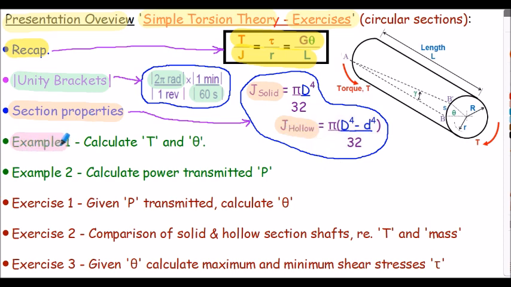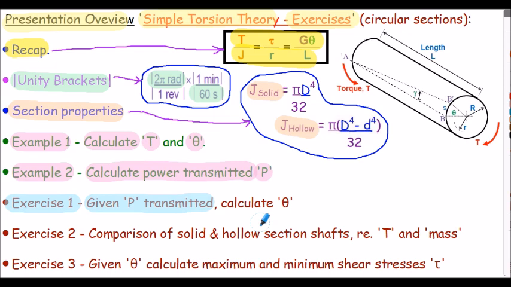Example 1 is included, in which we use simple torsion theory to calculate the applied torque T and the angle of twist theta. And example 2, where we have to calculate the power that can be transmitted, symbol P, for a given scenario. Exercise 1, for a given power P transmitted, we have to calculate the resulting angle of twist theta. Exercise 2, we undertake a comparison between a solid and a hollow circular section shaft. The comparison is in regards to the torque and the mass or the weight of the respective shafts.